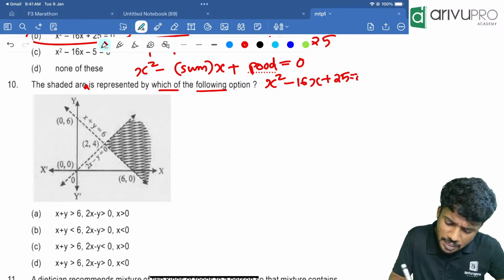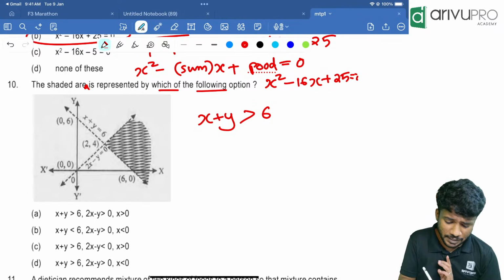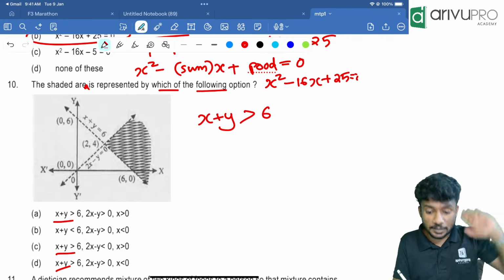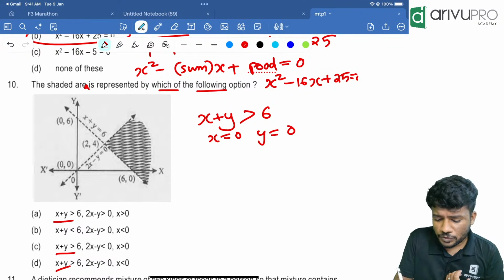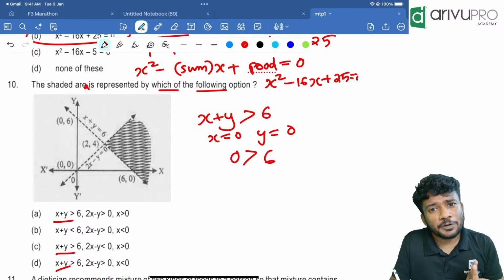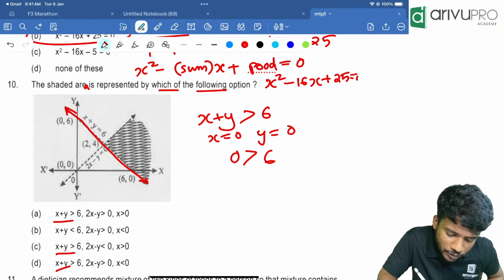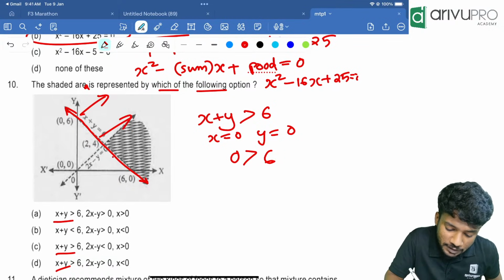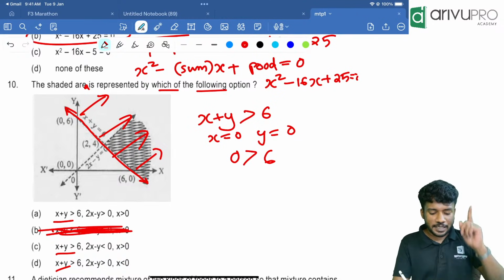Check the first option. x plus y. What is the method we are going to solve? I'll tell you. I'm taking the first option. x plus y greater than 6. That is there in three options, except option B, all the other options have it. So I am substituting x is equal to 0, y is equal to 0. That means 0 greater than 6. Is 0 greater than 6? No. That means this line is not going towards the origin, the area is going away from the origin. That is correct in this part. That means option B is wrong. Either it be option A, C or D.